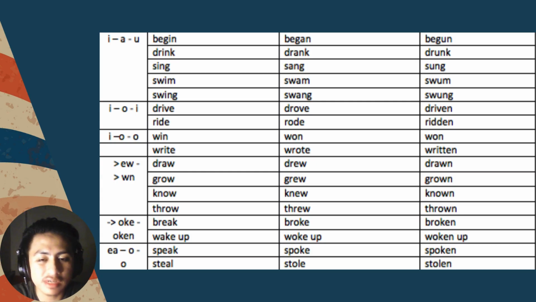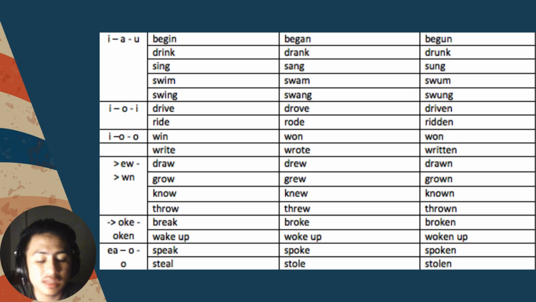Alright, so since we are focusing on past participle, can we ignore the column in the middle? So we're focusing on the rest of the two columns only. Okay, so first, for the first example, the verbs that have I in them. So the verbs that have I, like begin, drink, sing, are to be changed into begun, drunk, sung. So begun, drunk, sung is the past participle of the base form of the verb.